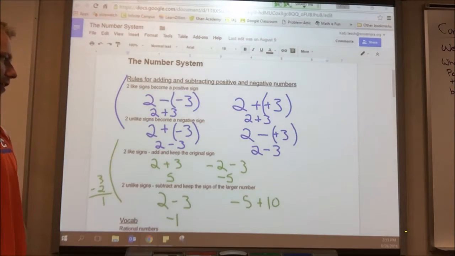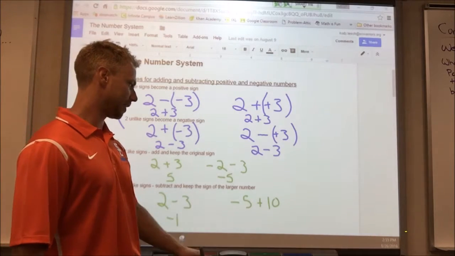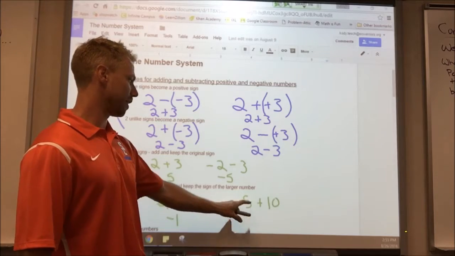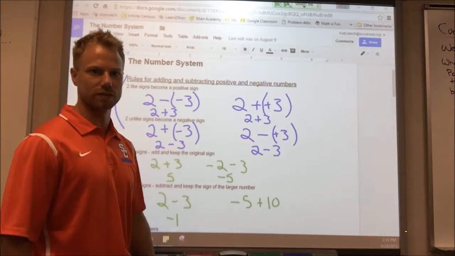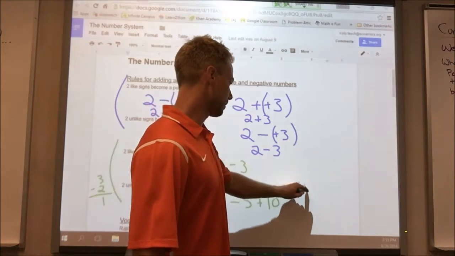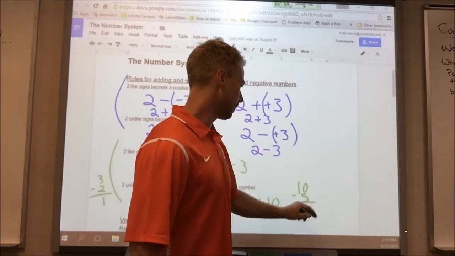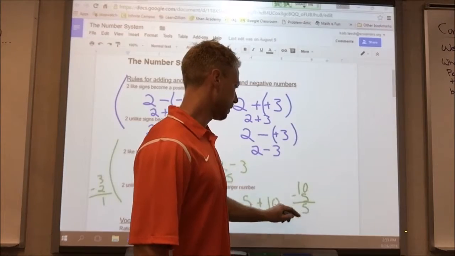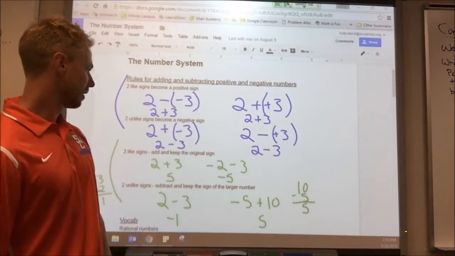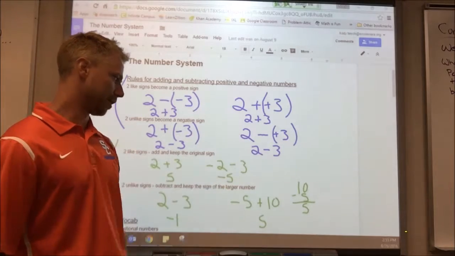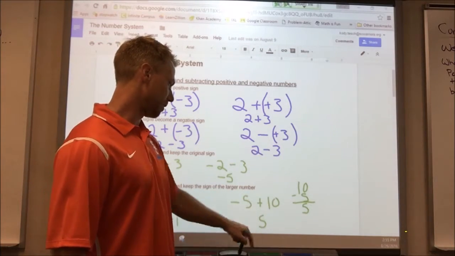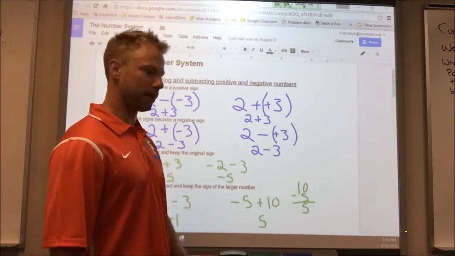Okay, again, they are unlike signs. It's a -5. It's a +10. There's a minus in front of the 5, making it negative. There's a plus in front of the 10, making it positive. So again, we would subtract, bigger number minus the smaller number. 10 minus 5 is 5. So it's going to be 5. Keep the sign of the larger number. The larger number is 10, and its sign is positive, so it stays a +5.